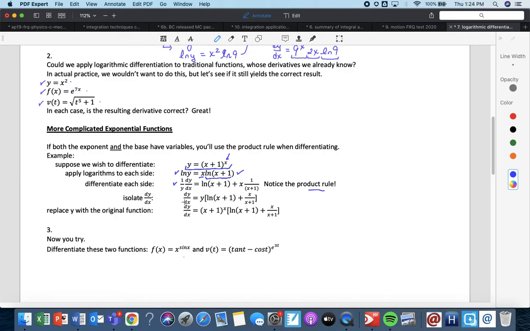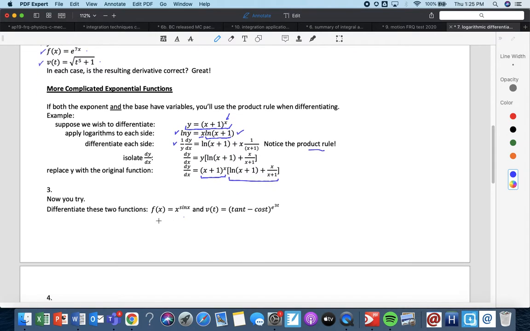And then, like before, we'll bring up y as a multiplier. So I'll put y in front of that sum, and then I replaced y with what it was representing, x plus 1 to the x. So here's the original function, and then here is the result of having used the product rule. And it's a long expression for the derivative, but it is accurate. So why don't you try this example here?